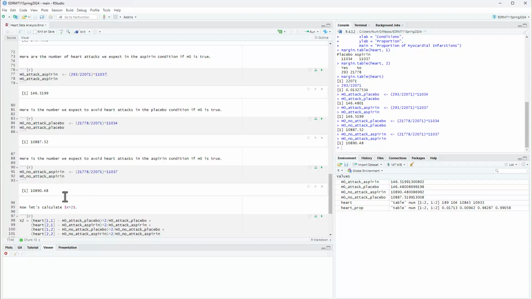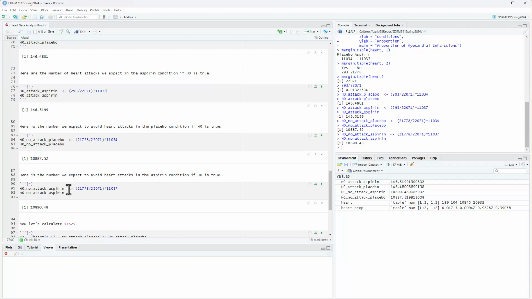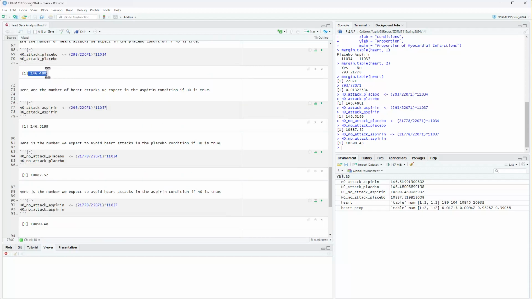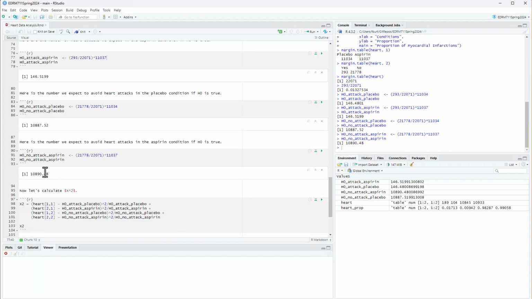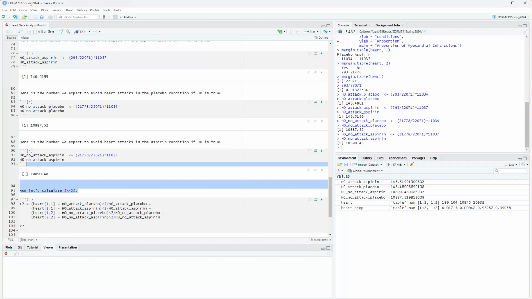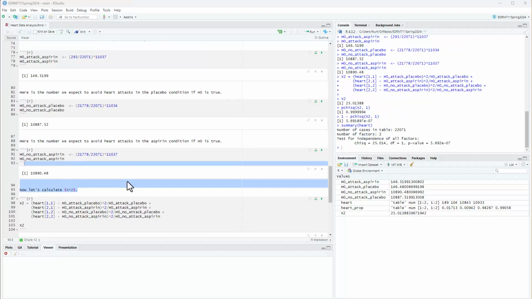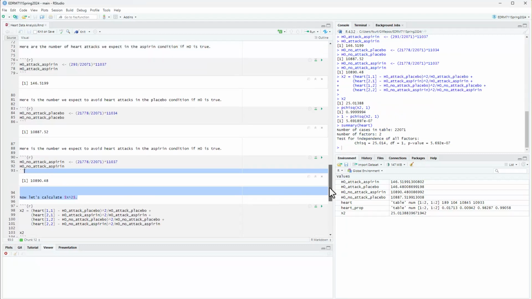So I now have expected values. I have 4 of them. Why 4? Because I have 4 cells. So I have, here's the placebo heart attack, here's the aspirin heart attack, here's the placebo no heart attack, here's the aspirin no heart attack. And so we have the 4 expected frequencies for those 4 cells.